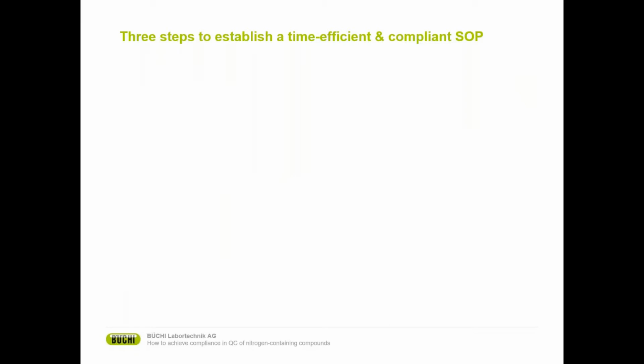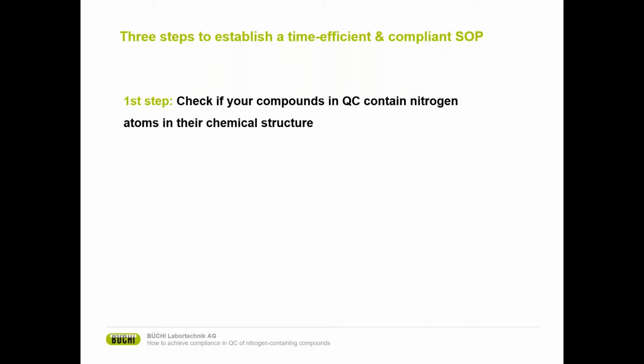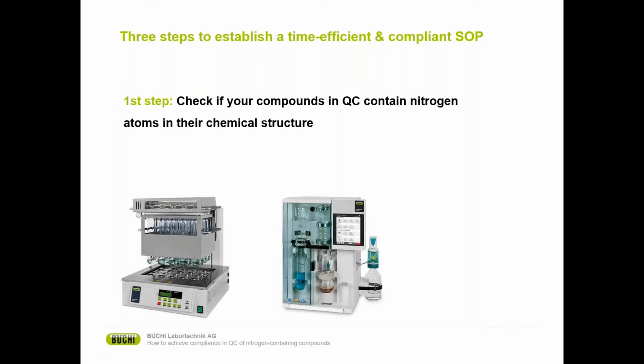As you remember, the third learning goal of this webinar was about 3 steps to establish a time-efficient and compliant SOP. The first step is very quick and easy: just check if your compounds in QC contain nitrogen atoms in their chemical structure. As I showed you in the beginning, it's a major part of all APIs, and drugs also contain at least one nitrogen atom. So you can check this very easily, and we provide solutions as mentioned before, digestion units and distillation units.